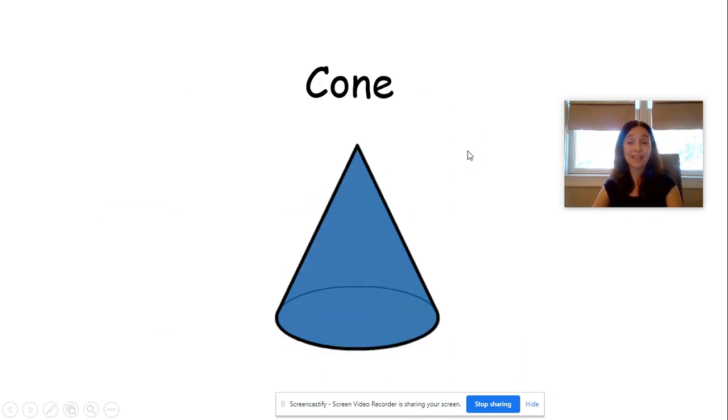Okay, we have one more solid shape to talk about. It's called a cone. Can you say cone? Okay. Now remember all those descriptions that we're thinking about for our solid shapes. Look for some curved surfaces. Look for a flat surface. Think about whether you would be able to stack another cone on top of it and whether you'd be able to roll it.